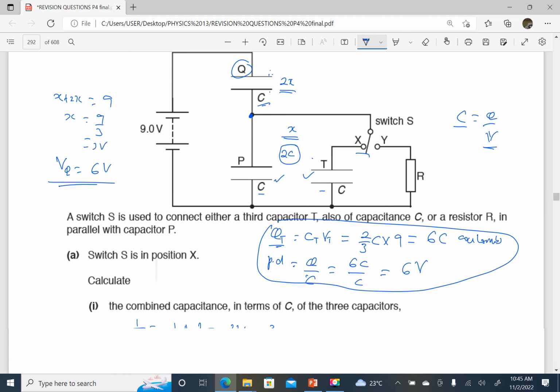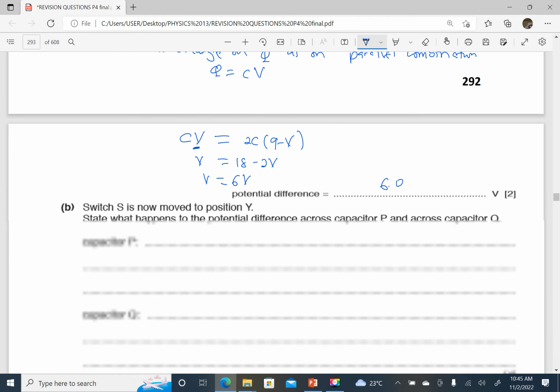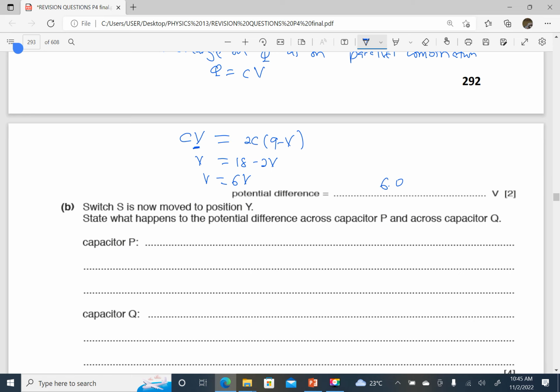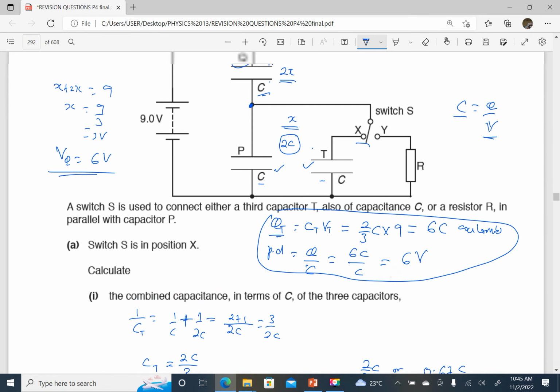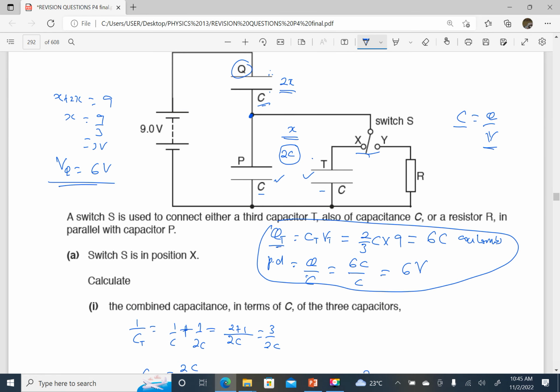Okay, next. Switch S is now moved to position Y. State what happens to the potential difference across capacitor P and across capacitor Q. So the switch is moved to position Y. When the switch is moved to position Y, it means capacitor T is left out.